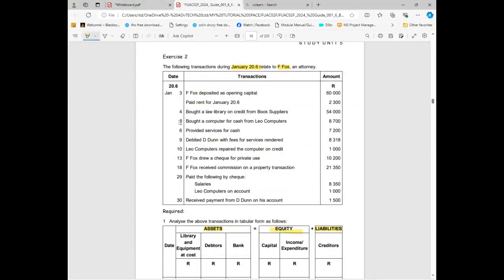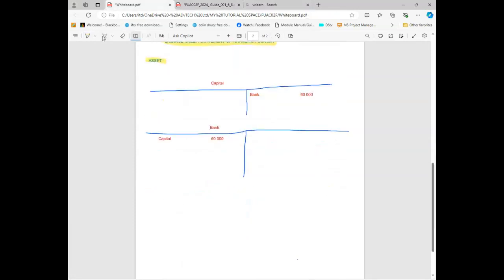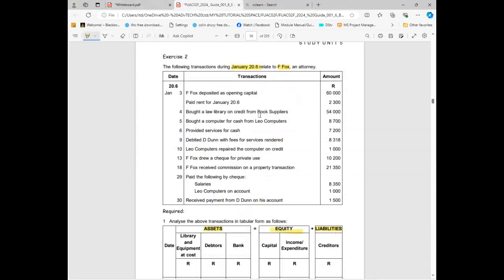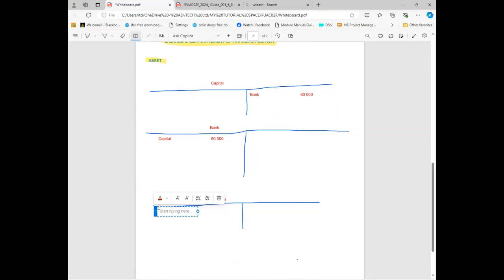Yes. Still on the third, we have paid rent for January. Two accounts, please. Rent expense and bank. Because I've got bank already, I'm going to put rent expense here. Then I'm just going to quickly say rent expense. And under which side of the rent expense? Debit side. Okay. I'm going to come here to the debit side, and the contra account will be bank.